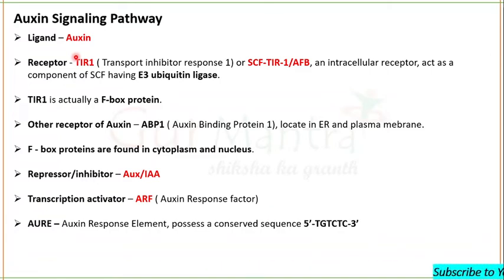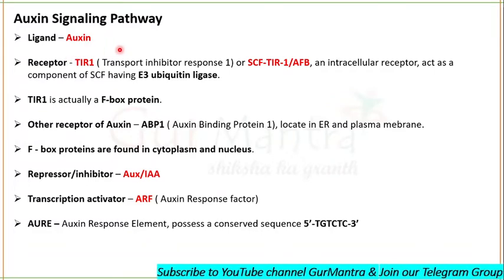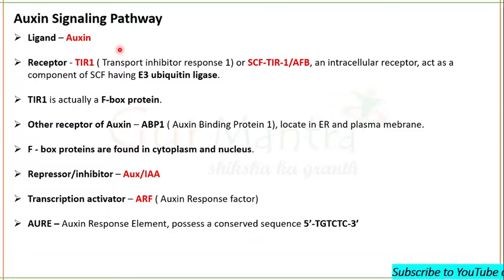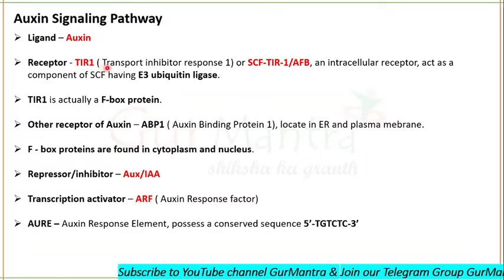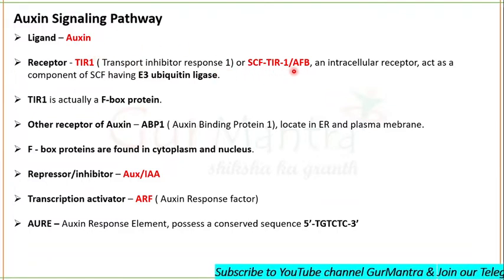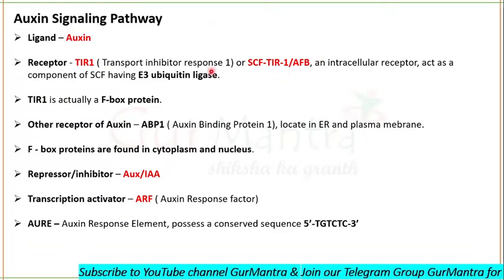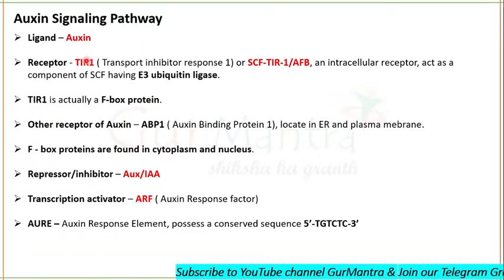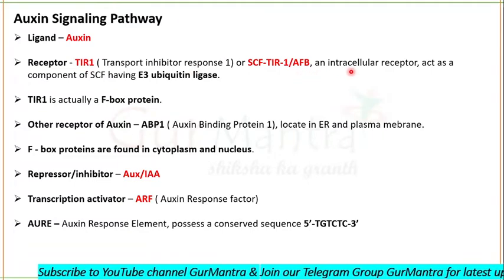As the name indicates, it's the auxin signaling pathway, so the ligand is going to be auxin itself. Auxin is a ligand in the auxin signaling pathway. The receptor is TIR1, transport inhibitor response 1, also known as SCF-TIR1-AFB. In many books you will see it written like SCF-TIR1-AFB. Why? I'll tell you the reason. For now, just know that TIR1 is an intracellular receptor.